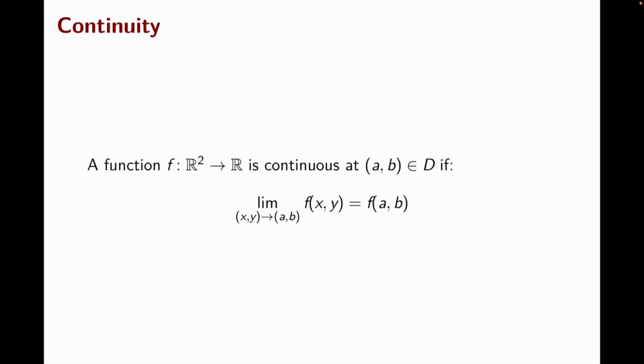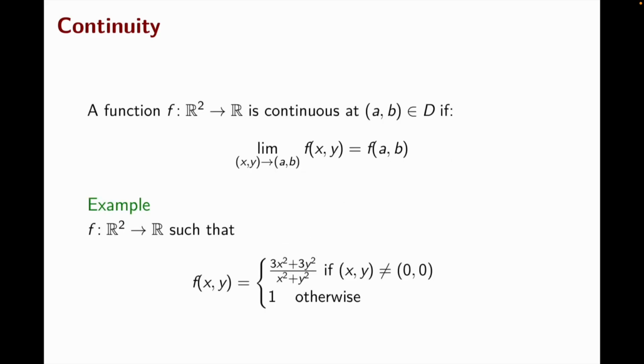Well, the continuity of a function at a particular point is defined the same way as for one variable. We have to have existence of the limit, and the limit has to be the same as the value of the function at the point. So for instance, let's see that we have a function that is defined in this way. First, we need to calculate the limit and see if that limit exists. So let's calculate the limit of (3x squared plus 3y squared) divided by (x squared plus y squared) when (x, y) goes to (0, 0).